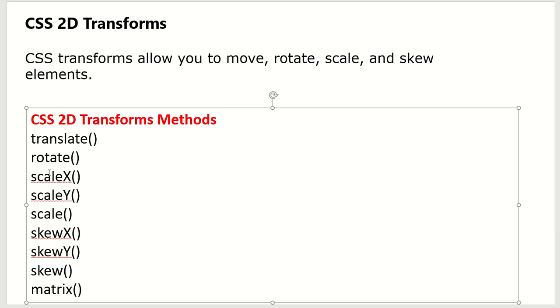Translate, rotate, scaleX, scaleY, or only scale, skewX, skewY, or only skew, and matrix. So we have a detailed meaning or one line meaning of translate, rotate and scale in my next slide. But other than that, scaleX and scaleY will let you know after the next slide actually.